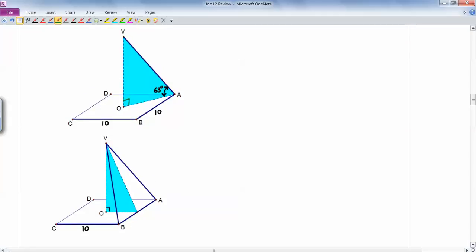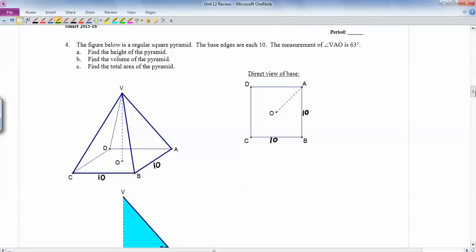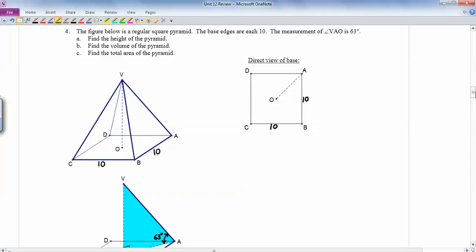But remember, since all the sides are 10, the idea is that this thing's cut right down the middle of that face. So those are right angles. And then, since this thing would be isosceles, it's 5 and 5 there. All right, let's start working this out. Find the height of the pyramid.